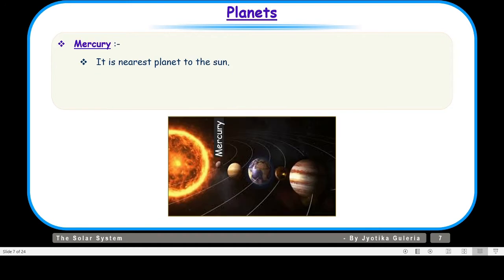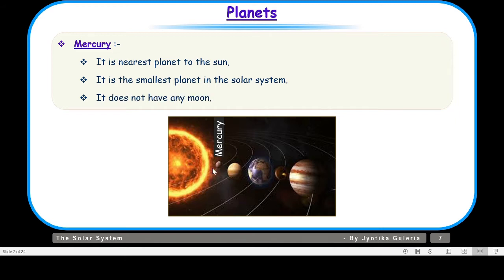So our very first planet is Mercury. It is the nearest planet to the sun. It is the smallest planet in the solar system, and it also does not have any moon. That means it does not have any natural satellite revolving around it.